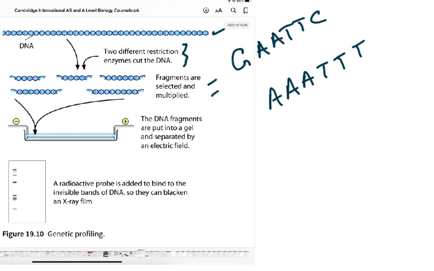The DNA fragments are put into a gel and separated by an electrical field. Then a radioactive probe is added to bind to the invisible bands of DNA. You must remember, DNA does not have a color. Human cells do not have any color. Anything in it doesn't have any color. So they can blacken on an X-ray film.